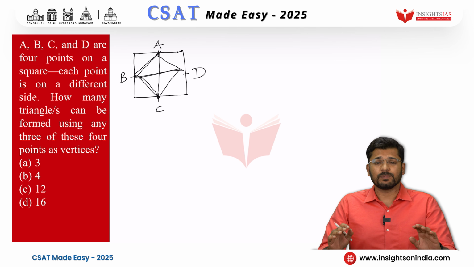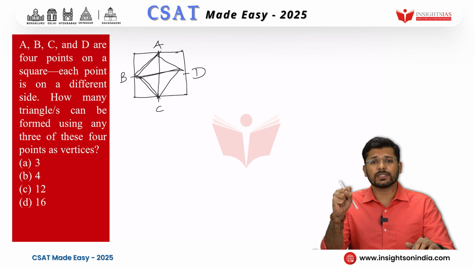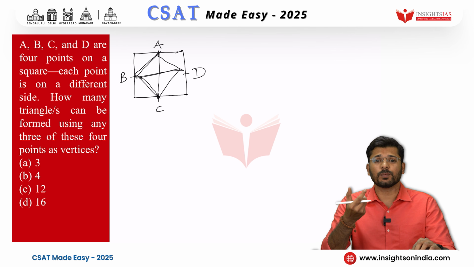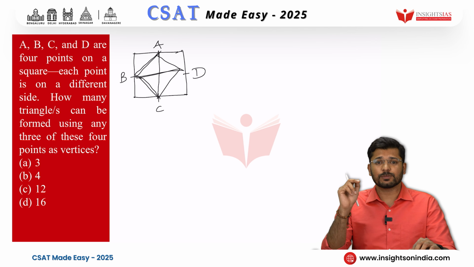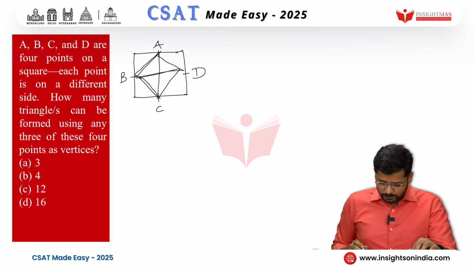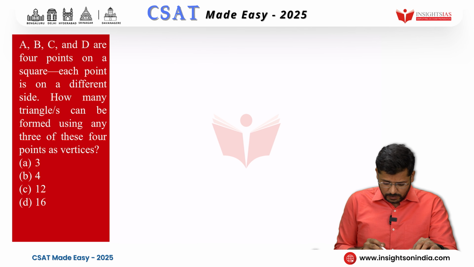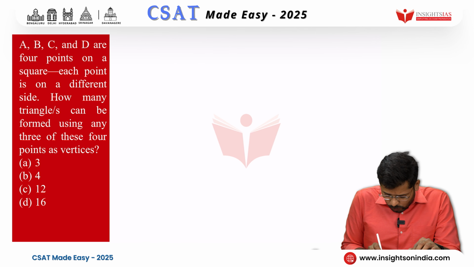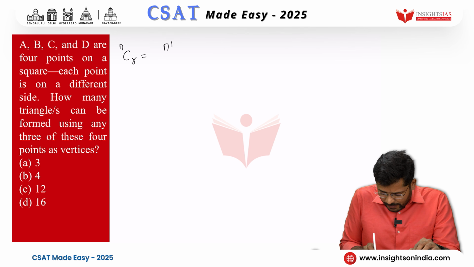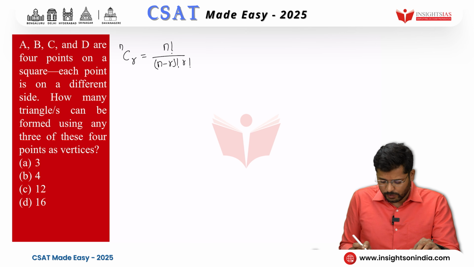What is combination? Combination is selection of some items. In how many ways can you select the items? That is the concept of combination. More specifically, first I will give you the formula of combination, then it would be easier for you to grasp the concept. What is the formula for combination? Combination goes by this formula: nCr is equal to n factorial divided by (n minus r) factorial into r factorial.